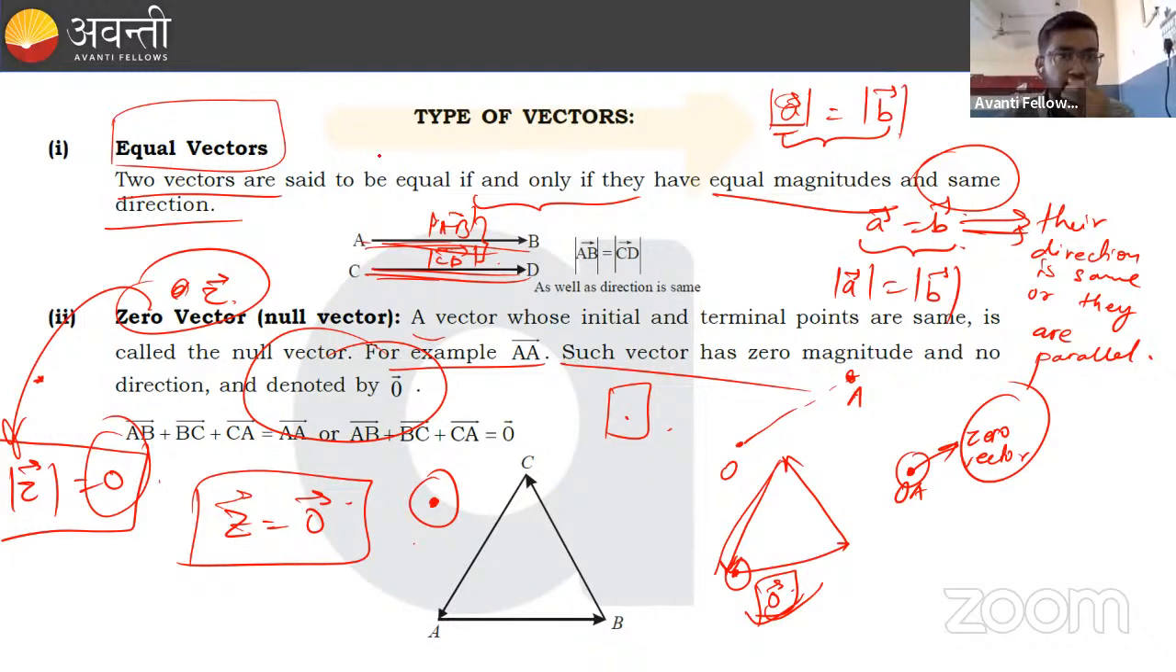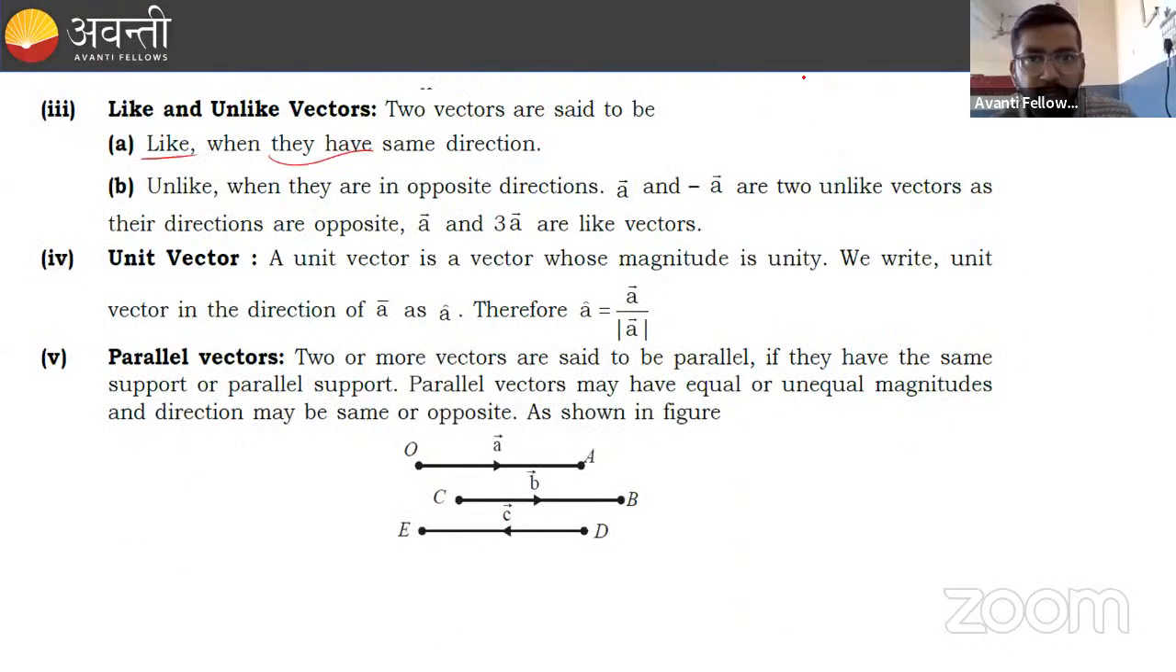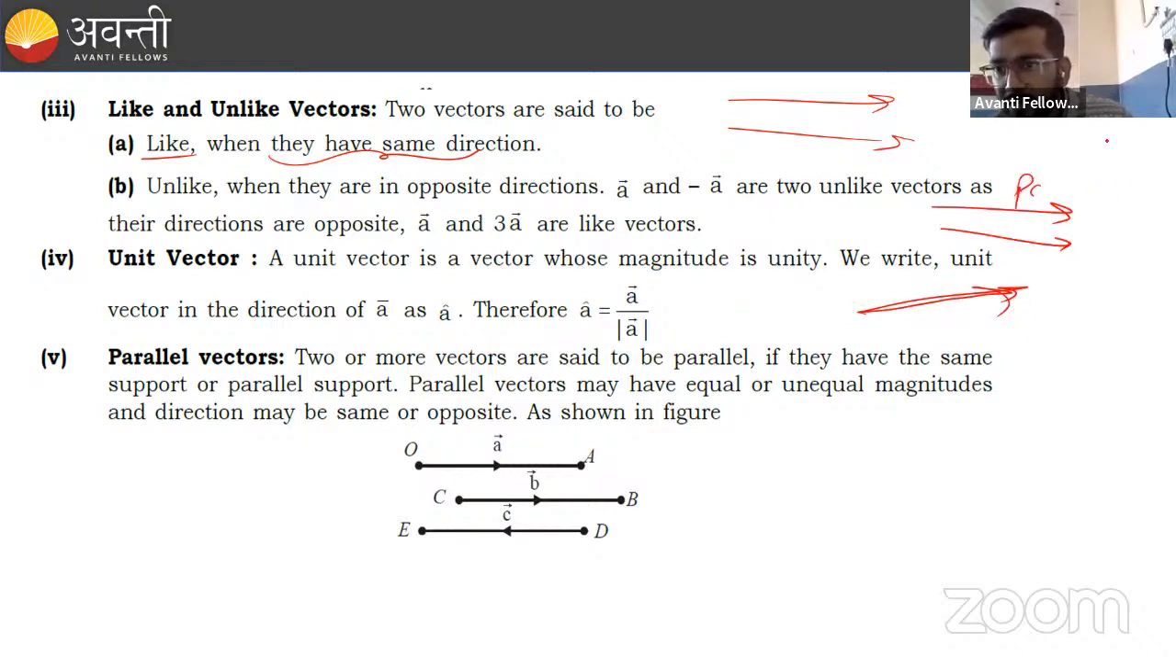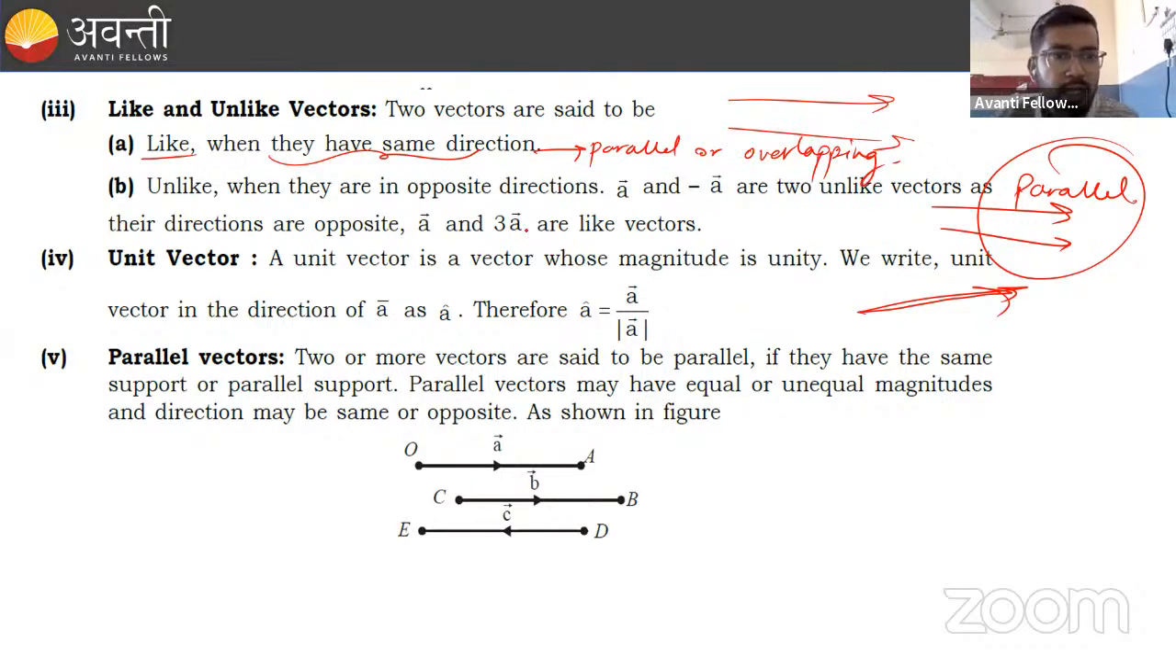Let's check like and unlike vectors. Two vectors are said to be like vectors when they have the same direction. Same direction can be understood in two ways: they overlap, or they are parallel. Unlike vectors are those in opposite directions. A bar and minus A bar are two unlike vectors, as their directions are opposite.